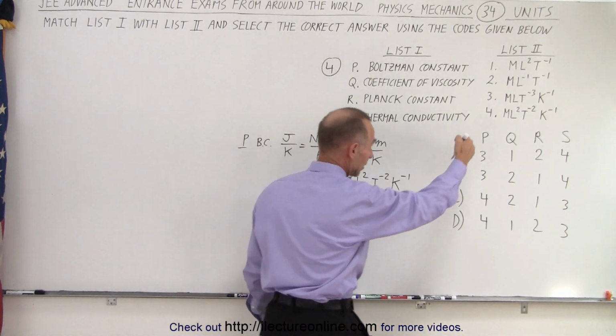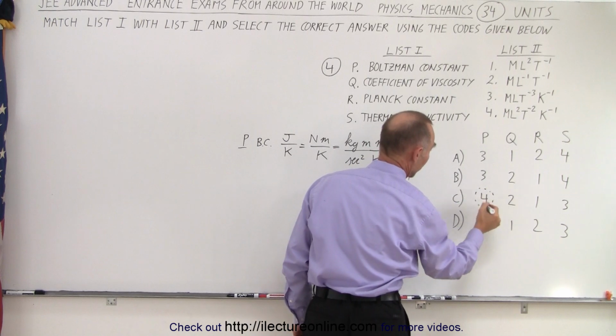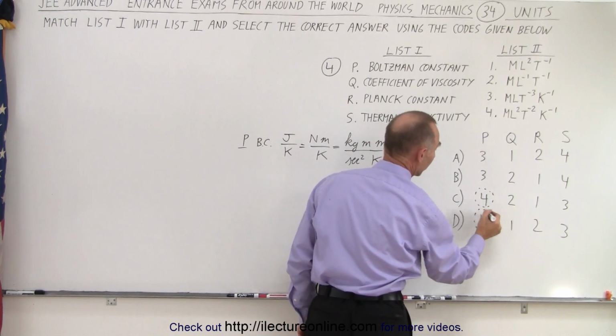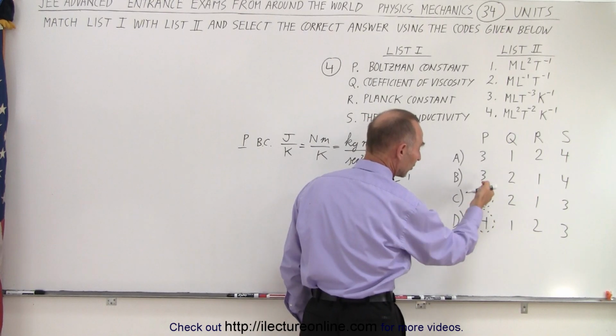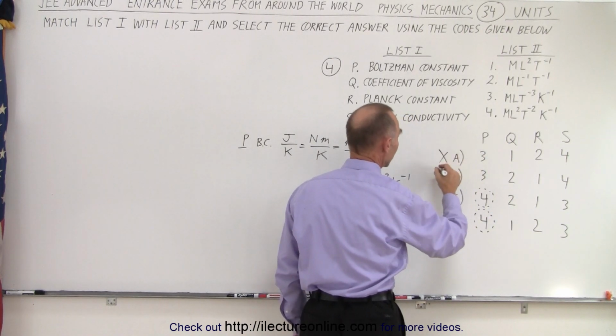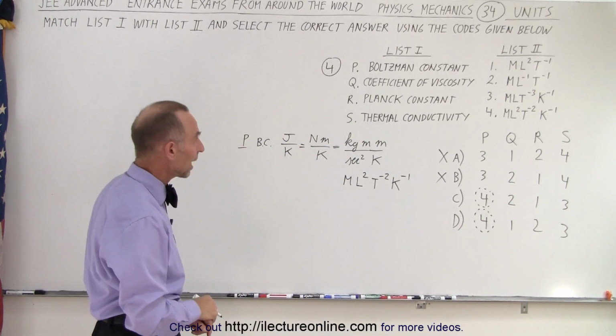Now we come down here on P, and notice we can have either C as a possible answer or D as a possible answer. The only thing we have to do now is eliminate which one, C or D. A and B cannot be correct. So now we're down to C and D. So you can quickly work through that.